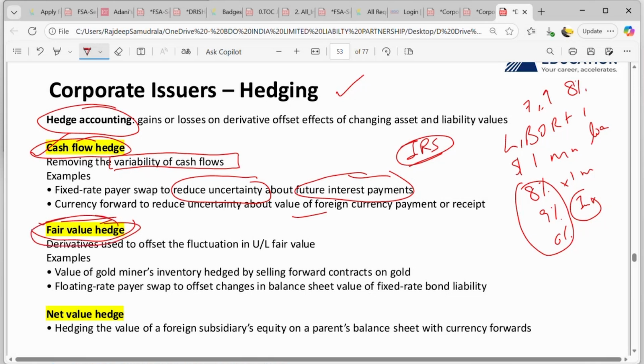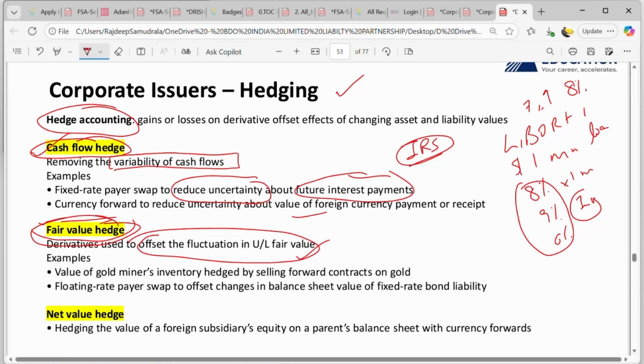Got it? But what are these? These are fair value hedges, where the fair value of your instrument or your assets are protected or hedged by using the derivative. You're offsetting the fluctuation in the fair value.